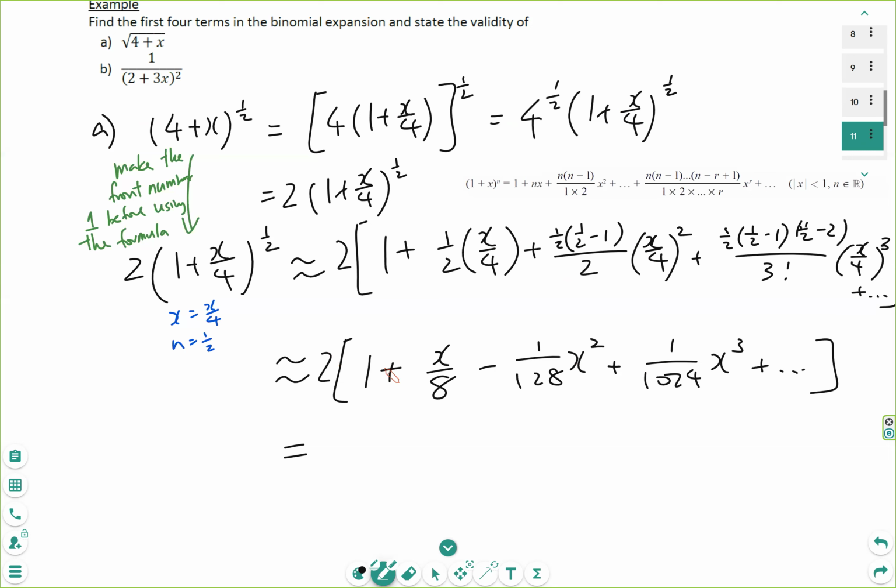Anyway, if we multiply the 2 back in, they're essentially just brackets. So 2 times 1 is 2.